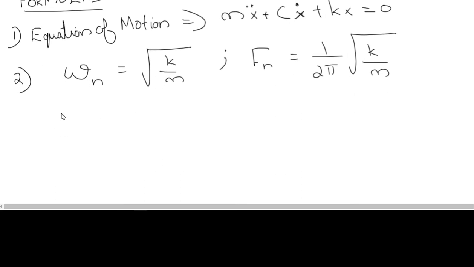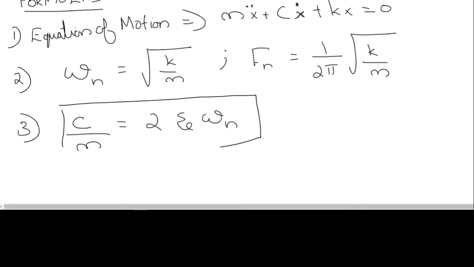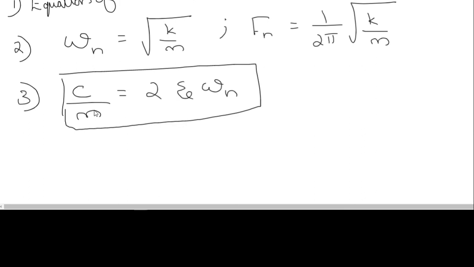The third equation you can use is C by m is equal to 2 times epsilon times omega n. This is an important equation for solving damped vibration. C is damping coefficient, m is mass, epsilon is damping factor. Please be careful about not interchanging both. C is damping coefficient.